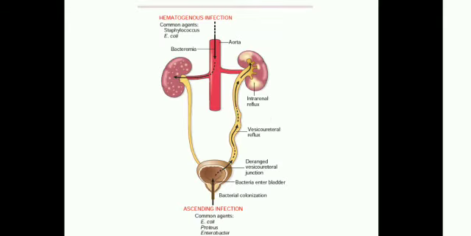Ascending infection, the common agents include E. coli because that is the common agent which causes UTI also. Then Proteus, Enterobacter. Also it can come through the blood from other parts of the body, that is the hematogenous route. Staphylococci, that is the common cause.